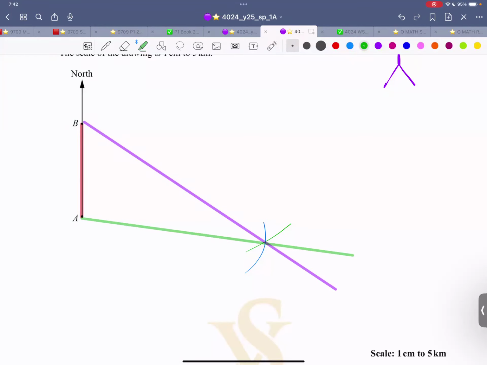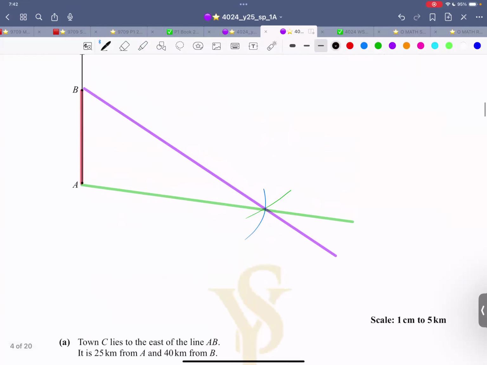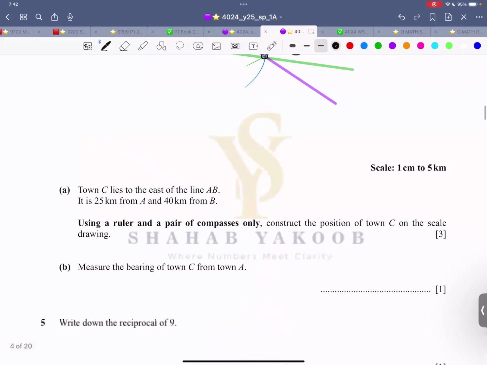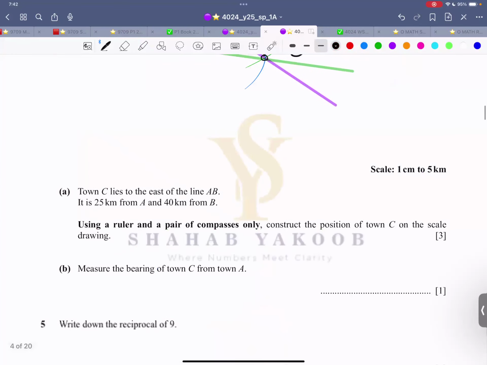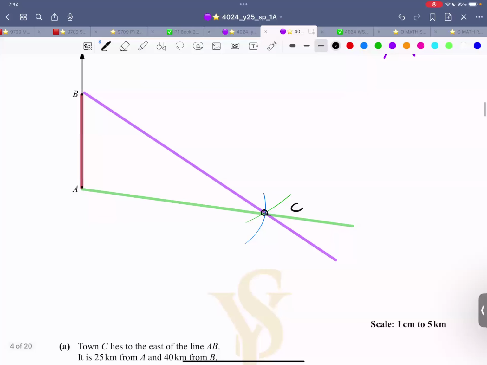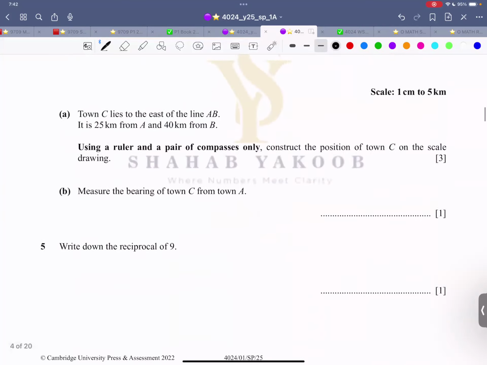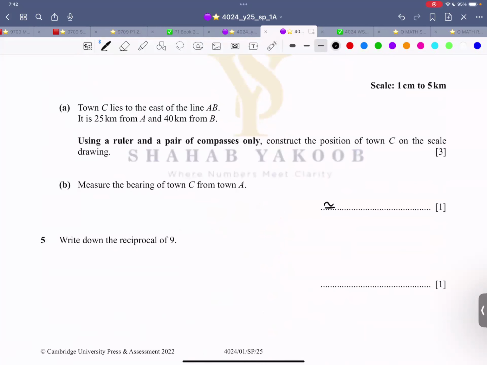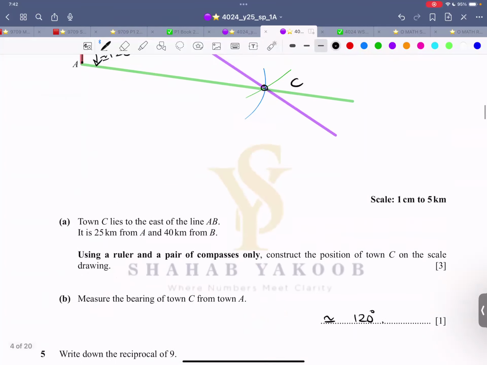Not exactly the same. So now again, this is a rough drawing. This length from here to here, it would make an arc like this where the two intersect, that is point C. It's not on that side, it's on the right-hand side. Measure the bearing of town C from A. So now this angle, maybe I'm not sure, just a rough estimate, maybe something like 120 degrees. That is the bearing of C from A. Again, it's a rough estimate because it's not a scale drawing. It is somewhere in the range of 120 degrees.